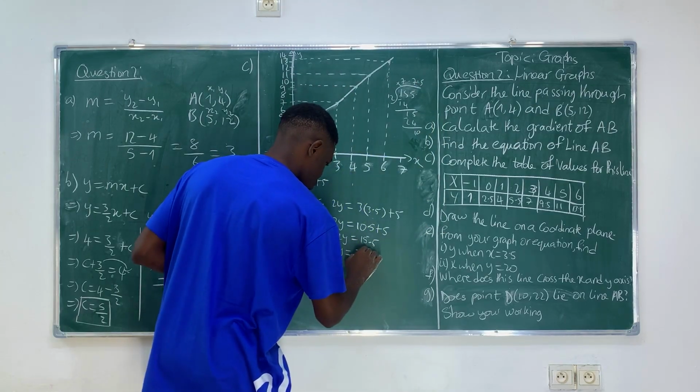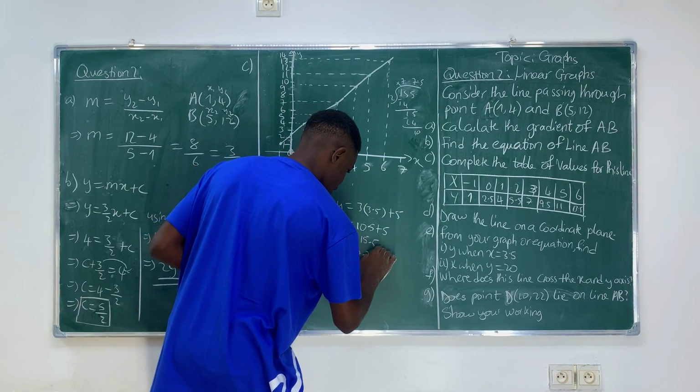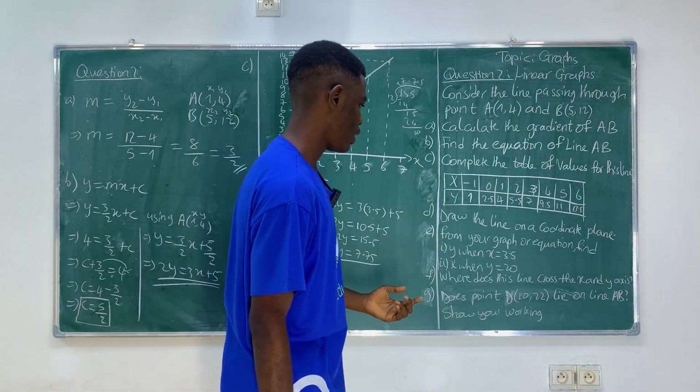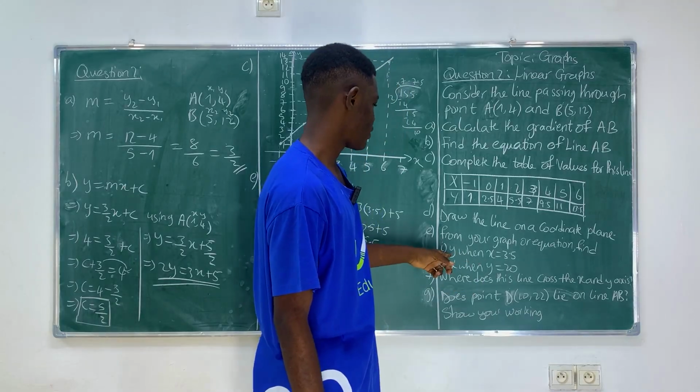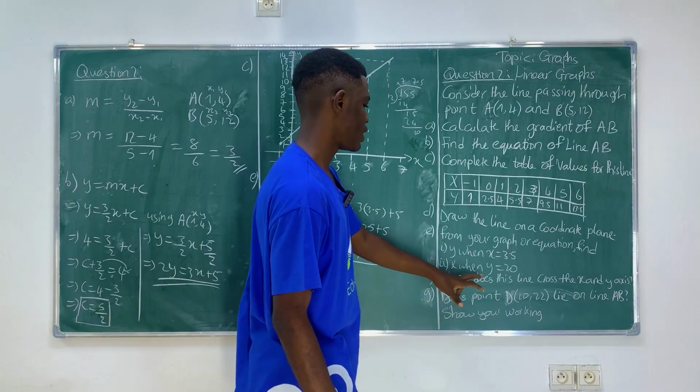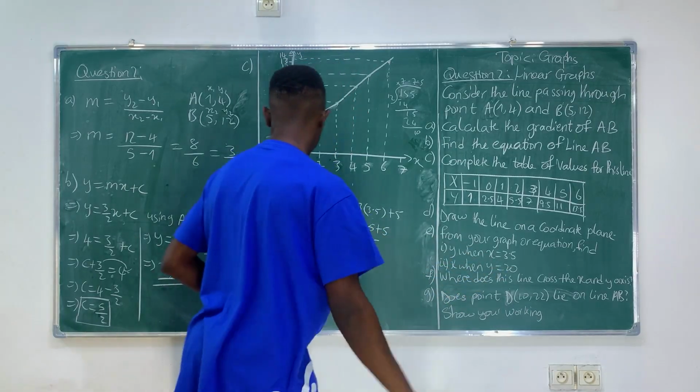Okay, so I have 7.75. That is the value of y when x is equal to 3.5. Okay, you also ask, for part 2, what is the value of x when y is equal to 20?